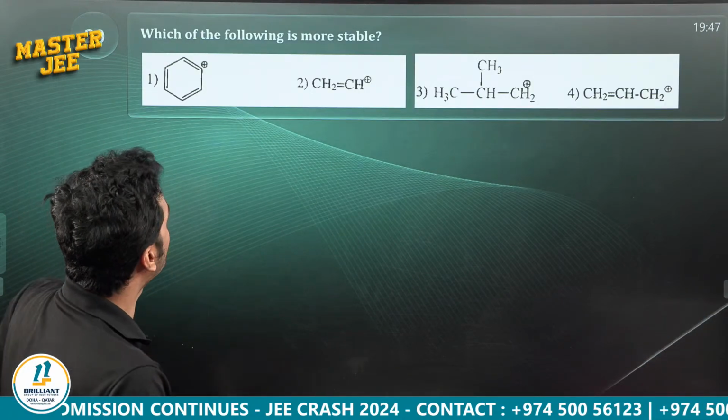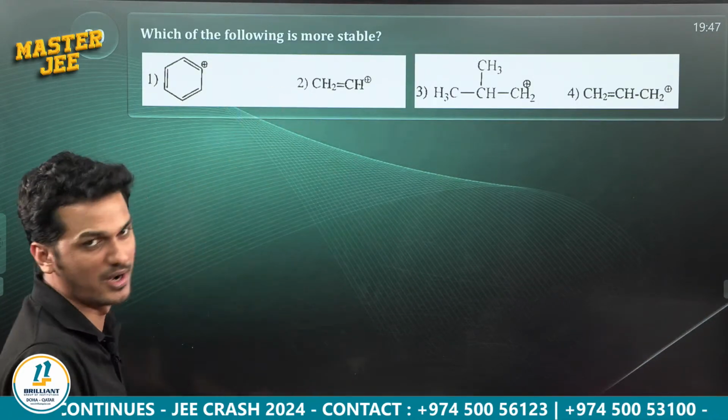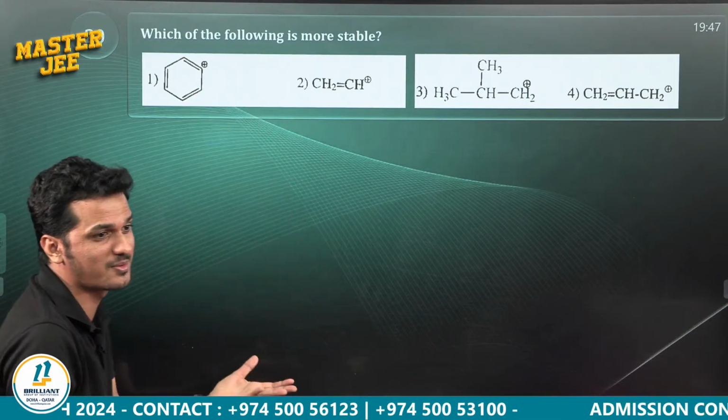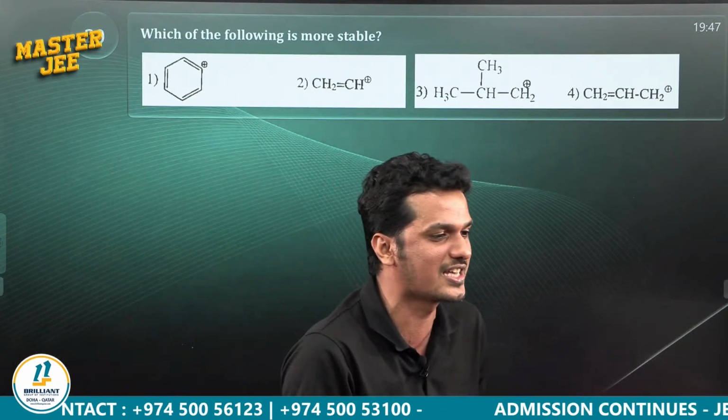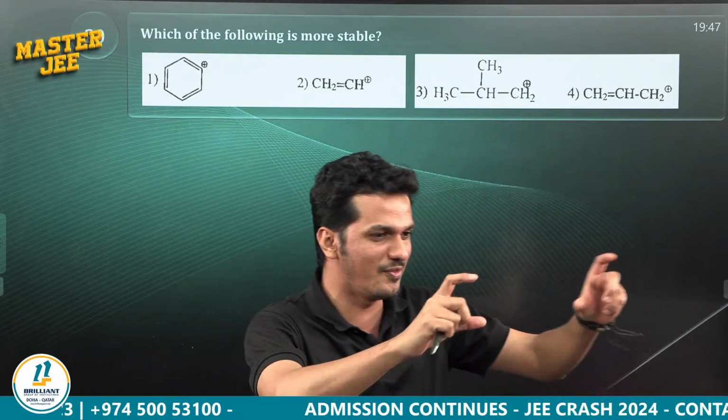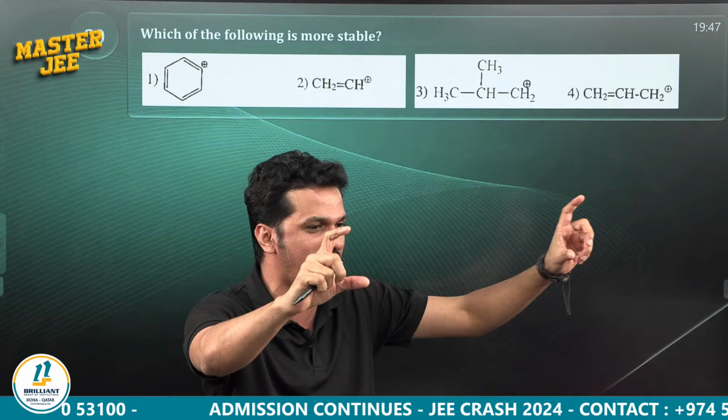This is the question. Which of the following is more stable? This is not Gujman. Gujman is my favorite student. He is always attending the class and all. But today I am not seeing him. Okay, where is Gujman? We have to post like that. Wanted Gujman. Okay, like that.